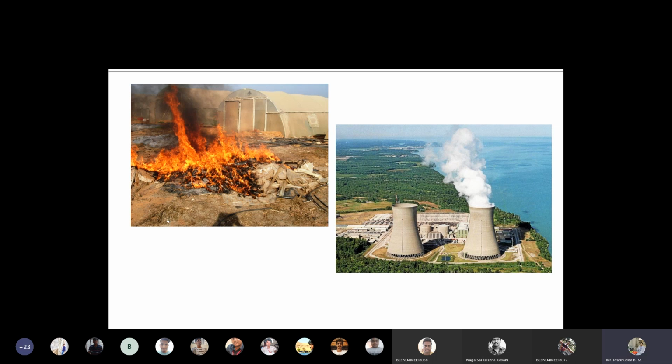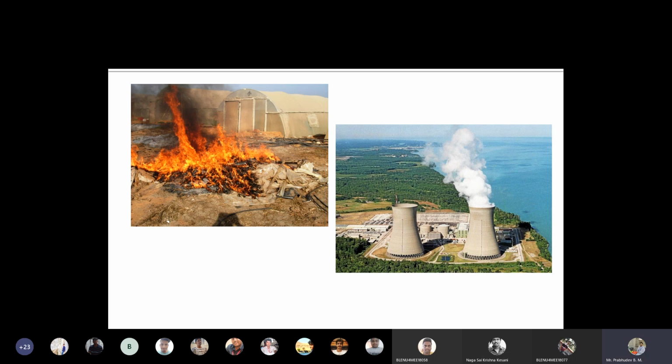And in another picture, what you see on the right side is a nuclear power plant, which you already know about. So what are the problems associated with nuclear power plants? What are the advantages of a nuclear power plant? A nuclear power plant is the most comfortable way of producing energy, but it has so many disadvantages.